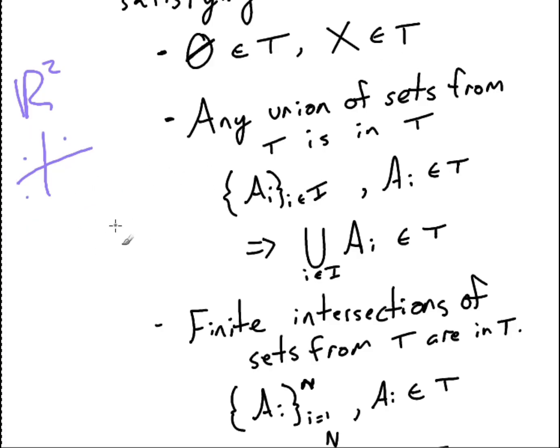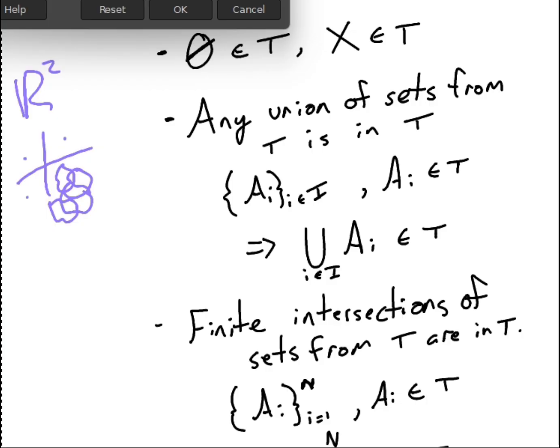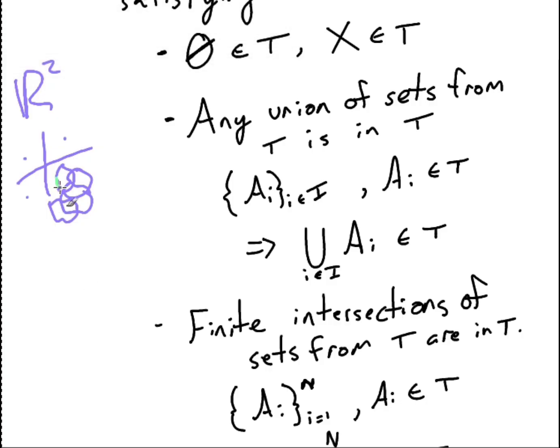Additionally, if I take any collection of sets, so if I take this set, and this set, and this set, if these are all in the topology, then their union is also going to be in the topology. So this set that combines all of these is also in the topology, as long as each of these individual sets are. And this is for arbitrary unions. This can be an uncountable collection of sets. It can be a finite collection of sets, any arbitrary union.